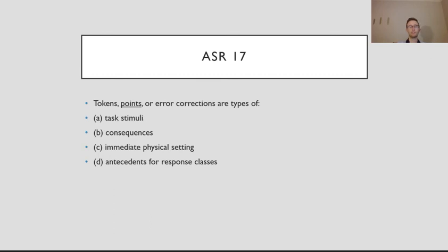ASR 17. Tokens, points, or error corrections are types of A, task stimuli, B, consequences, C, immediate physical setting, D, antecedents for response classes. Couple more seconds. All right, I'll close the poll. The answer here is B, consequences.